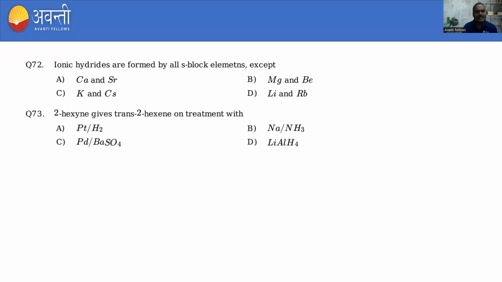That is question number 72. So, the ionic hydrides are formed by all the s-block elements except. So, this is a very, very simple question, beta. We all know this. Magnesium and beryllium make covalent compounds due to their smaller size, right? The rest of the elements form ionic compounds. So, except magnesium and beryllium, because they are very small, all the rest of the elements form ionic hydrides. Magnesium and beryllium do not form ionic hydrides.